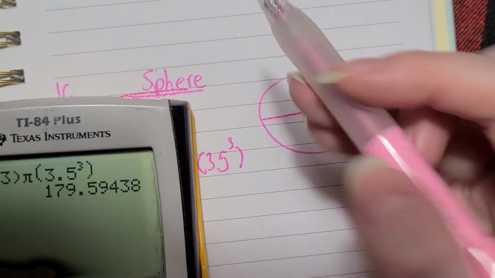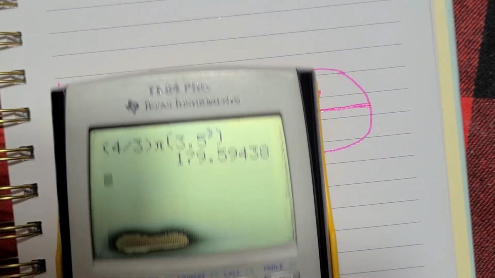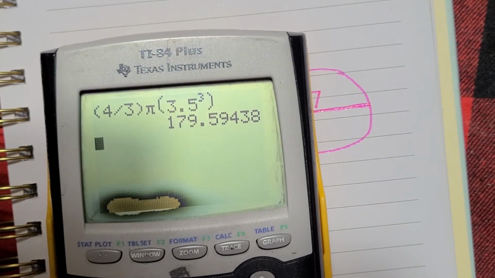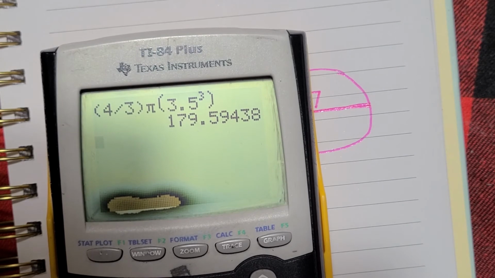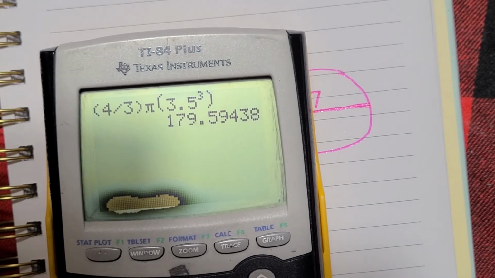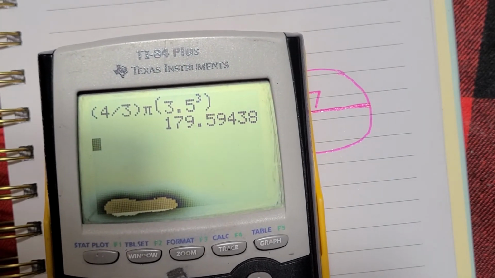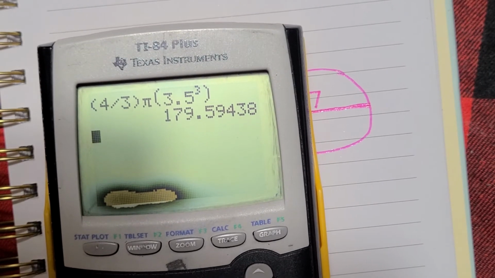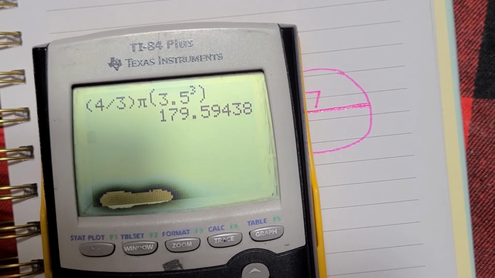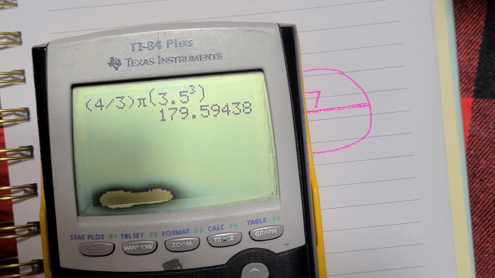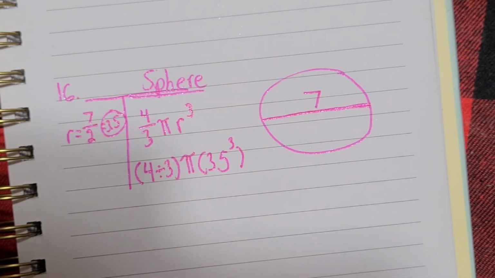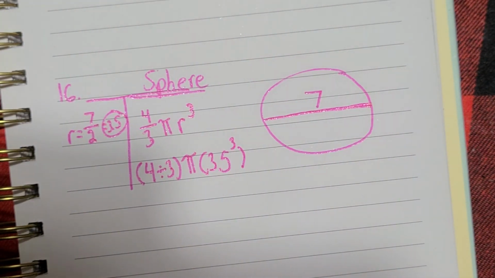Okay, so the sphere is about 179.5. If you were to round that to the nearest whole number, you would round it to 180, okay? If you put 179.6, you were still right. You just didn't round it to the nearest whole number, and I think I'm going to give you points back for that, okay? So on your corrections problem, you're going to do the same thing.